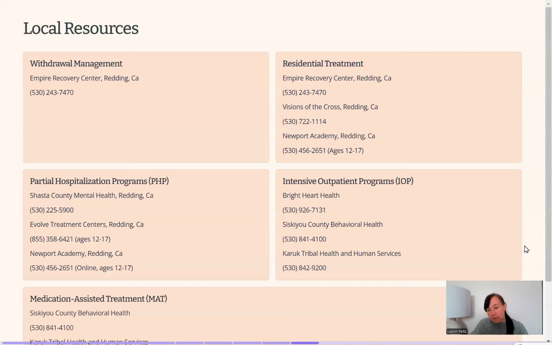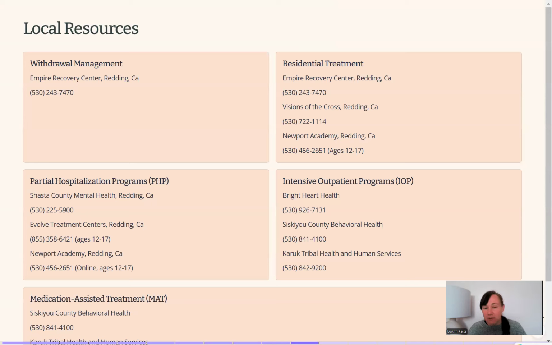So local resources, I didn't find a whole lot of local resources around Siskiyou County. But what I did find for withdrawal management, Empire Recovery Center, but this is a non-medical withdrawal management, which means there's no doctors on site. So the symptoms people will experience would be a little bit more intense than if you are in a medically managed withdrawal management program.